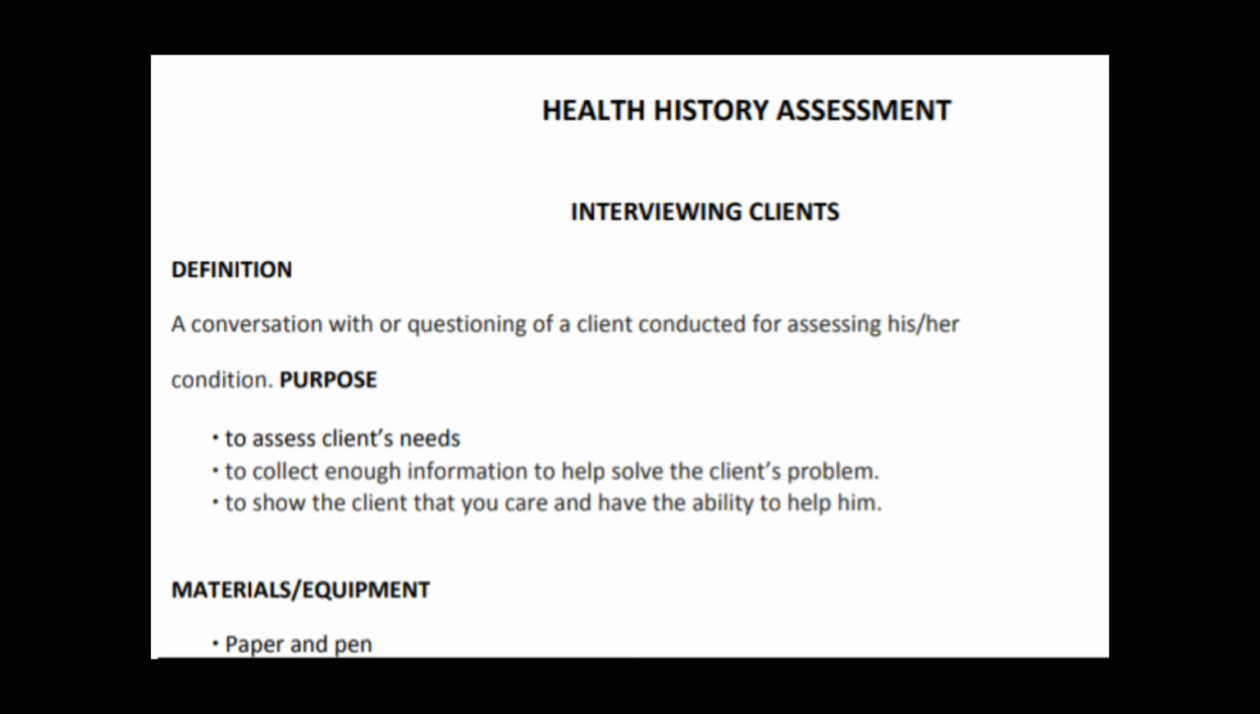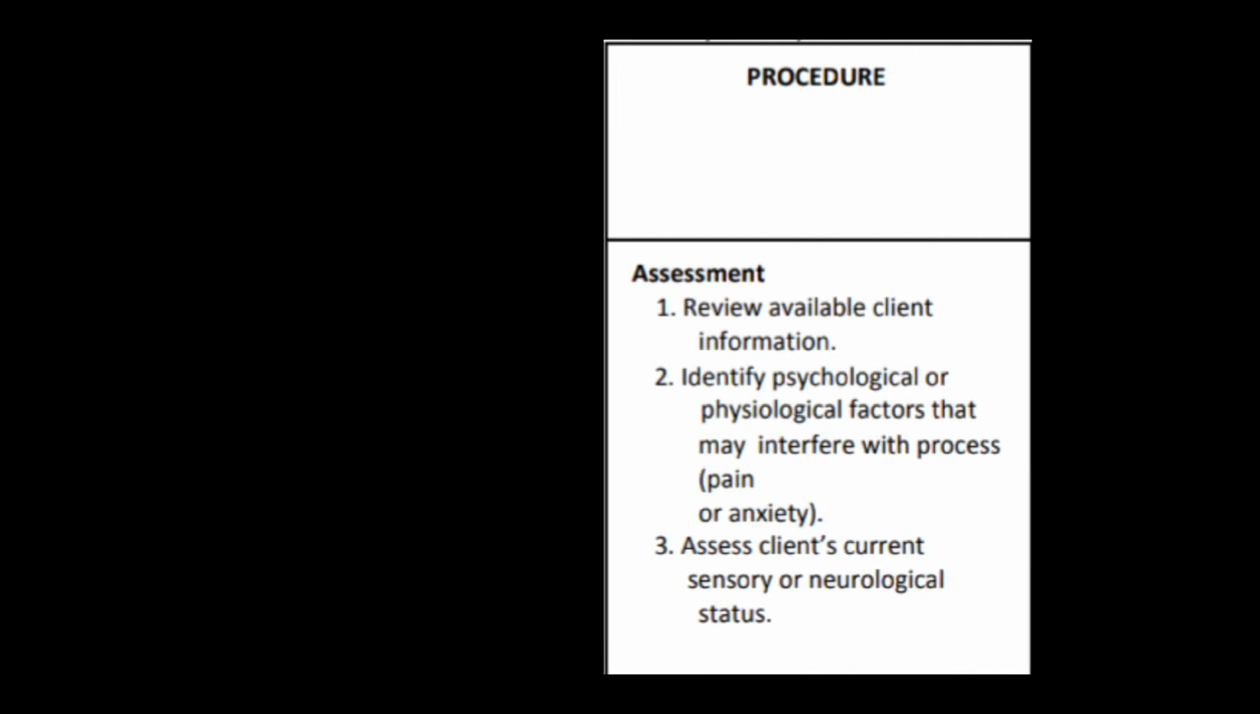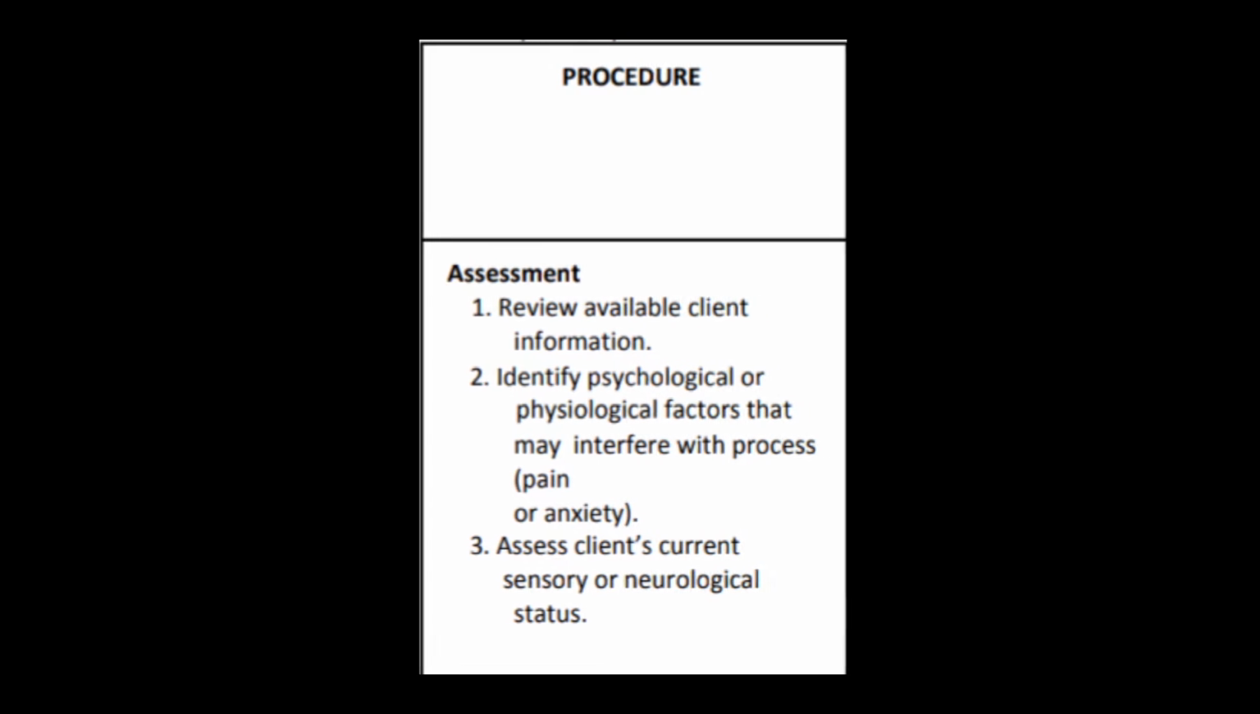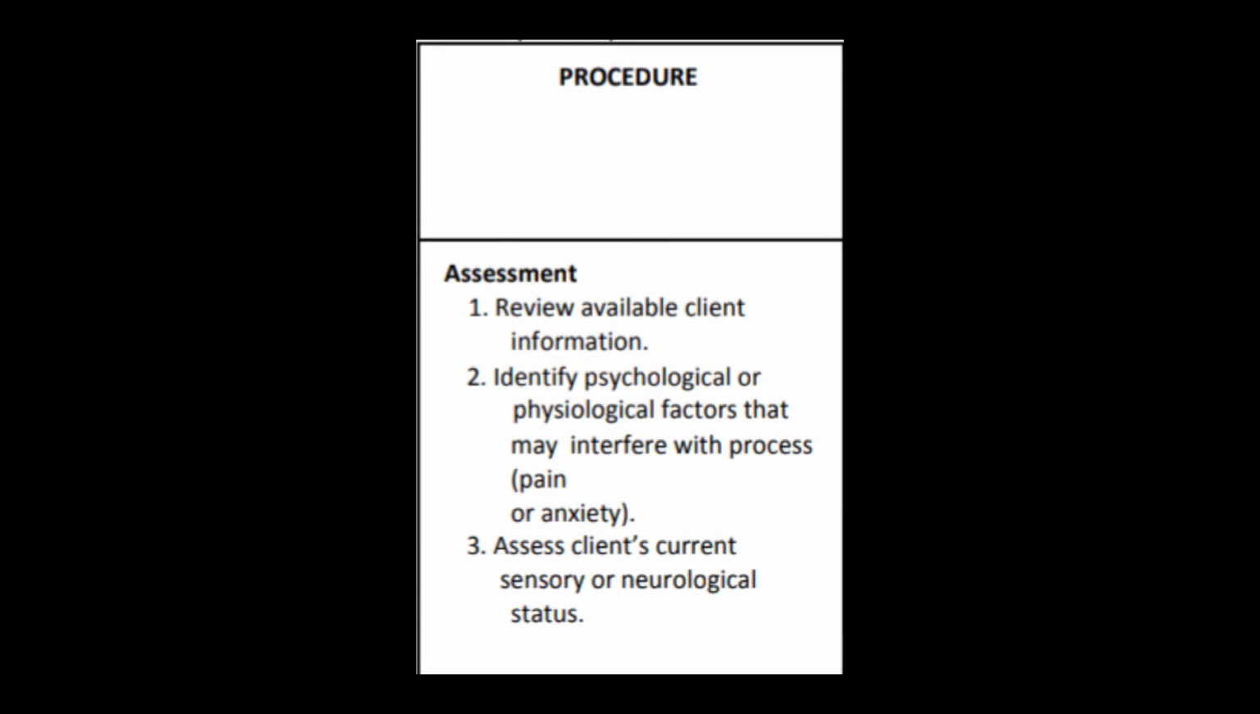The materials and equipment are paper and pen. Next is the procedure, which is the assessment. Review available client's information, identify psychological or sociological factors that may interfere with the process, and assess client's current sensory or neurological status to avoid complication and the background of the client, and also to know the condition of the client.